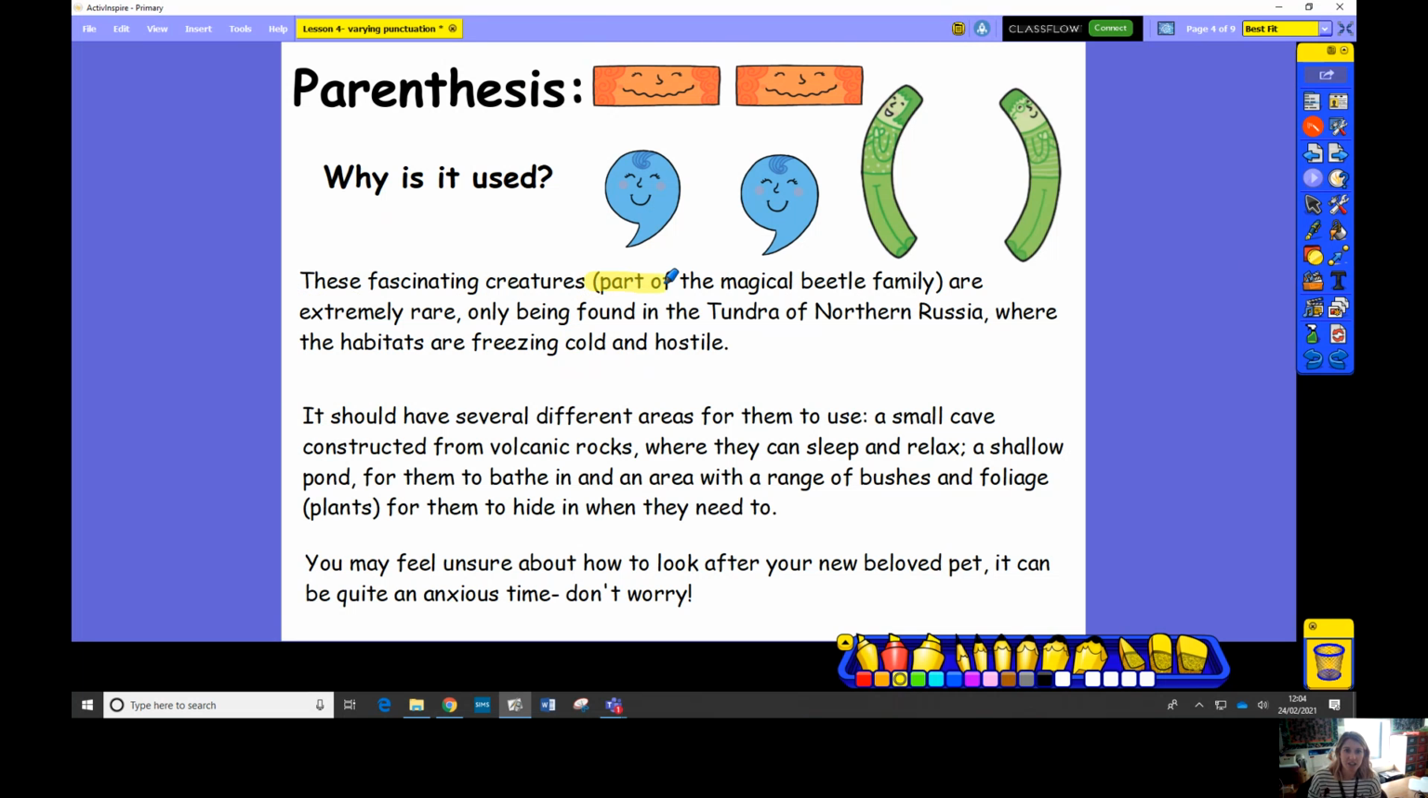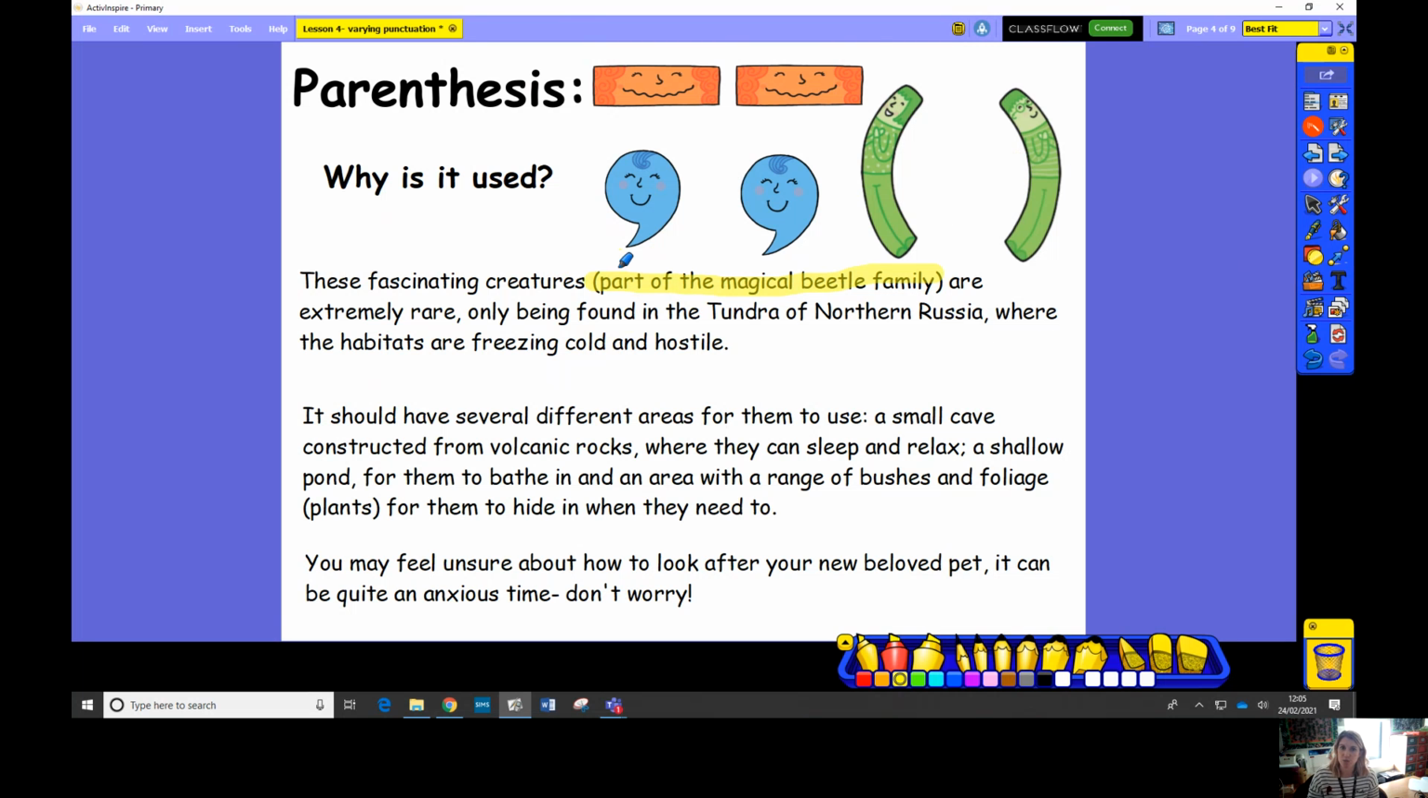These fascinating creatures, part of the magical beetle family, are extremely rare, only to be found in the tundra of northern Russia, where the habitats are freezing cold and hostile. So what is the point of that piece of parenthesis? If we look at it, that piece of parenthesis is because we're adding an extra bit of detail about this fascinating creature, but it's embedded. Okay, so it slips into that sentence. So these fascinating creatures are extremely rare. These fascinating creatures, part of the magical beetle family, are extremely rare. So it's just adding an extra bit into it, and we put brackets around both parts of that.